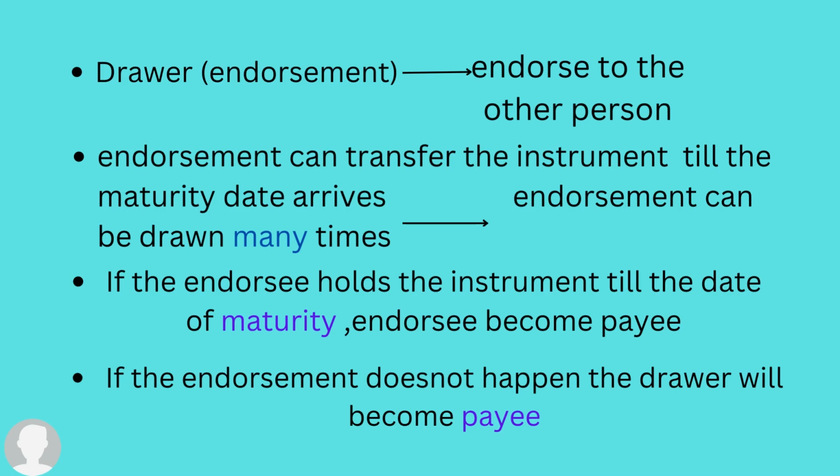At the time of maturity date, with endorsement from person to many persons, the drawer will pay the amount to the payee. If the endorsement doesn't happen, the drawer will become the payee. The person who sells the goods on credit basis has to execute the bill of exchange.